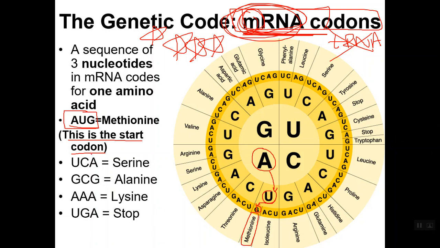Let's do some other examples. Let's do UCA. So here's U, work your way out. There's C, work your way out again. There's A. That's serine. And you can do the rest if you want.